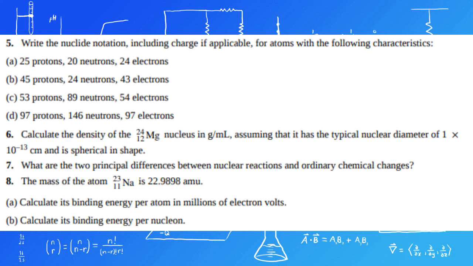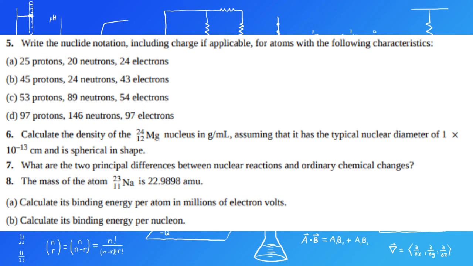Number 7, we've got: what are the 2 principal differences between nuclear reactions and ordinary chemical changes? Okay, well, one difference I can think of off the top of my head is what I said earlier. Nuclear equations reflect things that are going on in the nucleus of the atoms involved. It has nothing to do with the electrons orbiting outside the nucleus. So that's one difference.